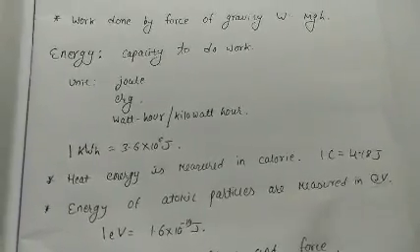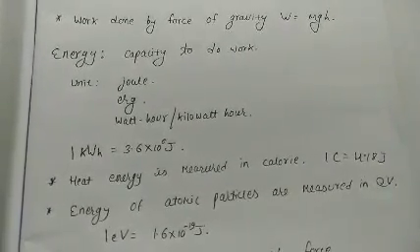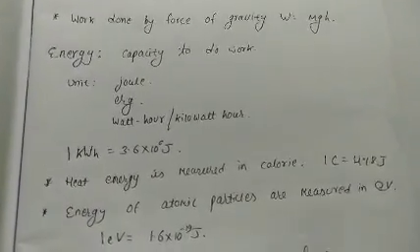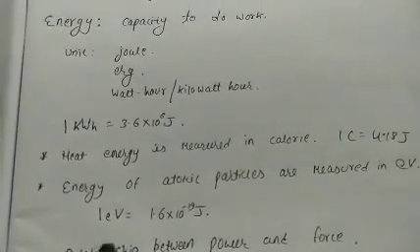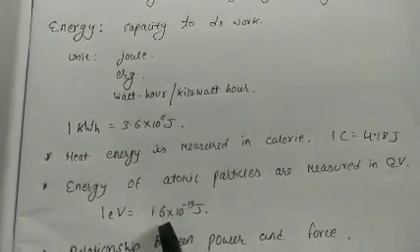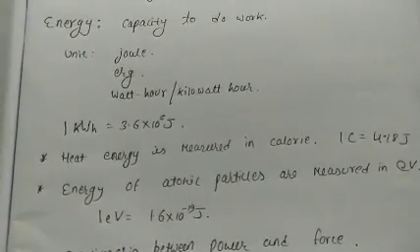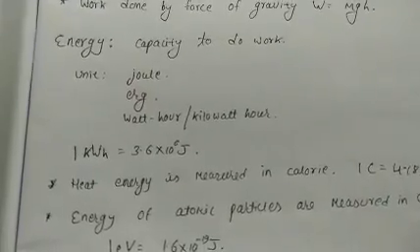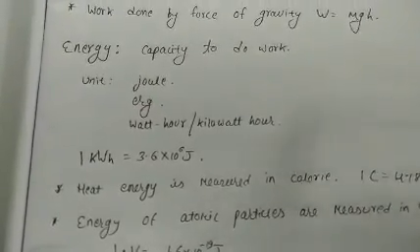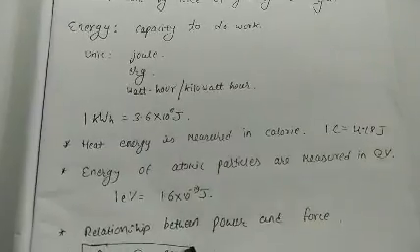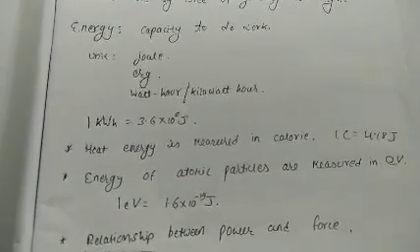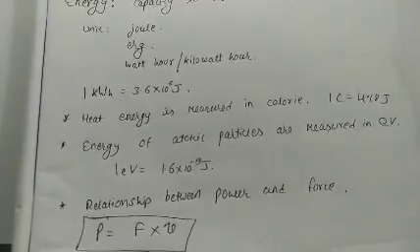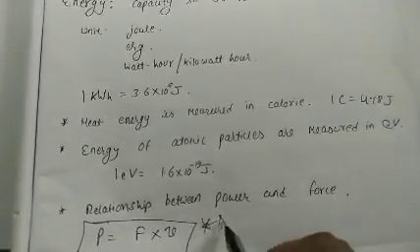The question will come like this: which physical quantity is measured in electron volt? The answer will be the energy of atomic particles, and its relation with joule is 1 electron volt equals 1.6 into 10 to the power minus 19 joule. Now we come to one of the most important formulas for numericals in this chapter, and that formula gives us the relation between power and force. And of course there is speed also. The formula is power equals force into speed or velocity, and this is a very important formula from the numerical point of view.